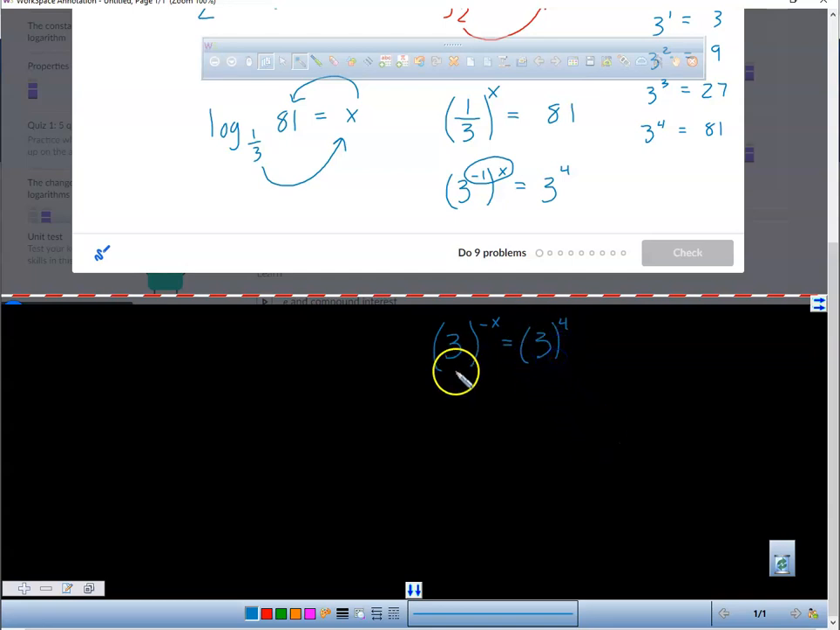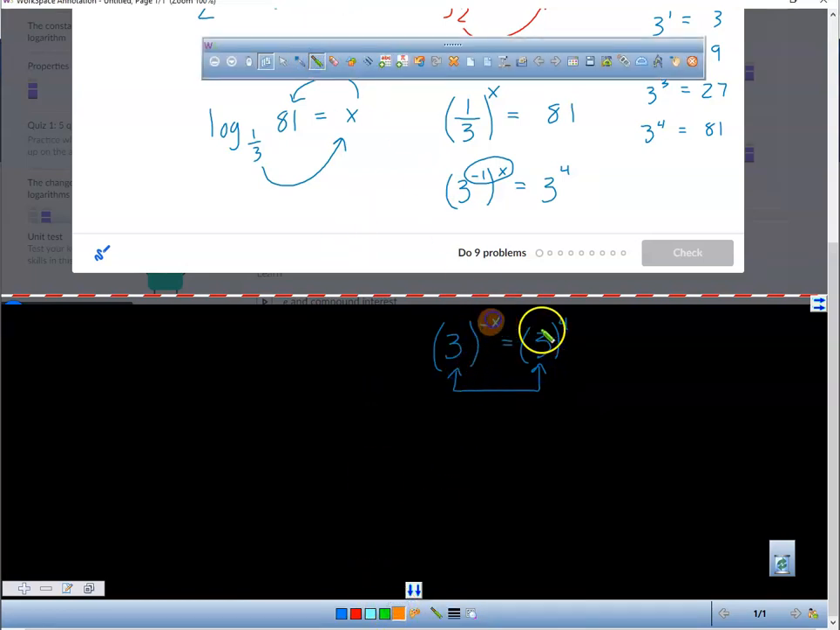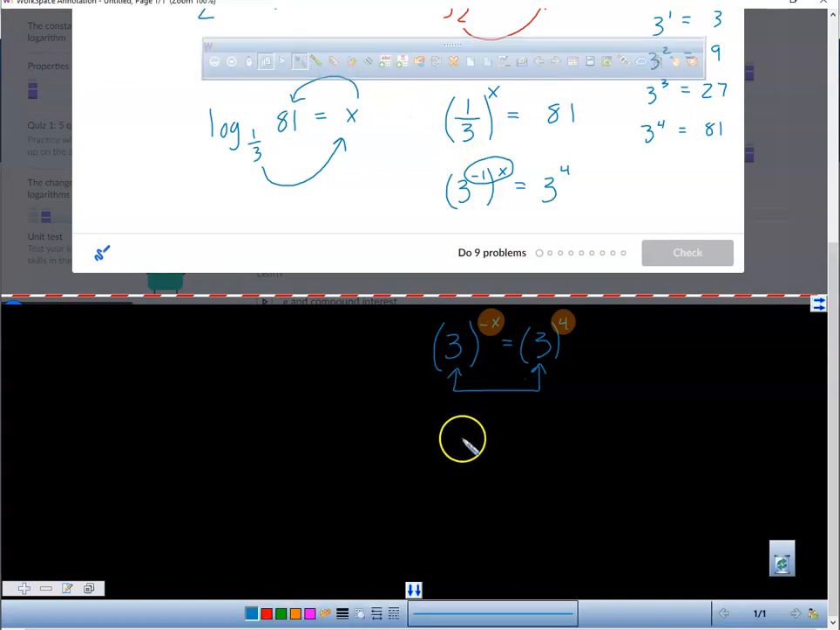What matches now? The 3's. So if those match, those have to be equal to each other. If the bases match, those have to be equal to each other. So if negative x equals positive 4, what do you think x would have to equal? Negative 4.